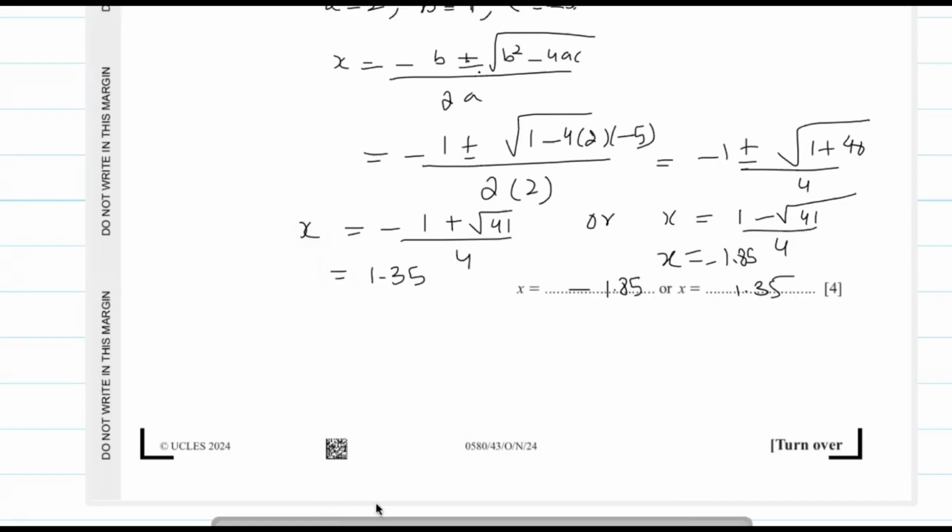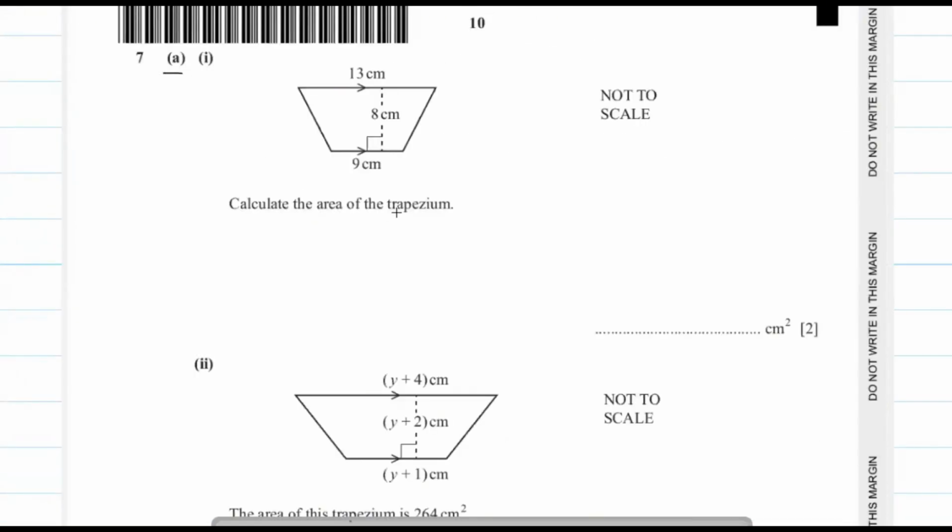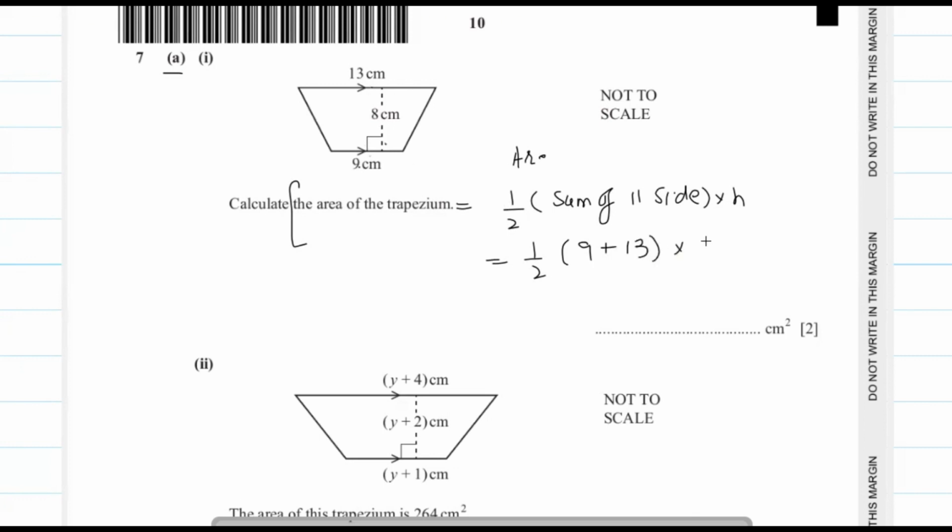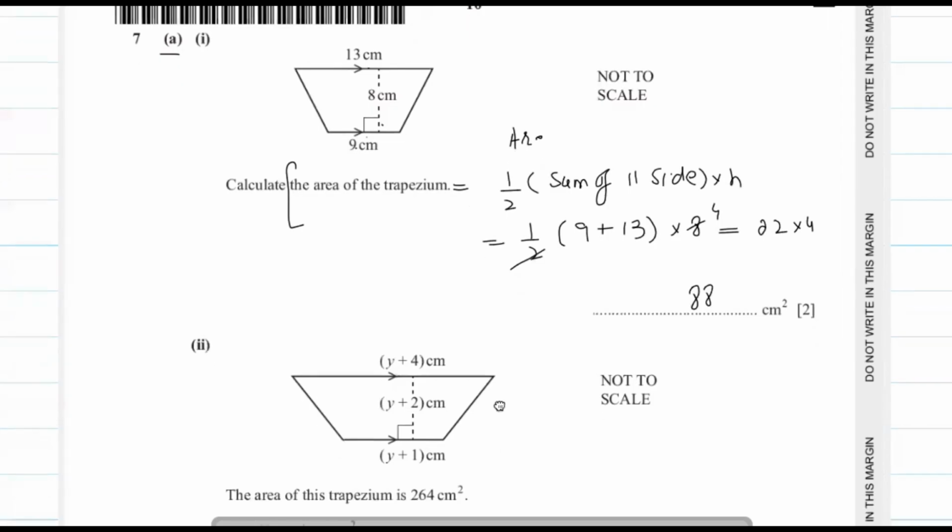And here the values of x are minus 1.85 and 1.35. This is the answer. Question 7, part A, first part, calculate the area of trapezium. The area of trapezium equals 1 over 2 times the sum of parallel sides into height. Here the parallel sides are 9 and 13. We will add 9 plus 13 into height, the distance between these two parallel sides. This is 8, and this will be 1 over 2 times 8, which is 4. And therefore, 9 plus 13 here is 22 multiplied by 4. This is equal to 88 centimeters square.